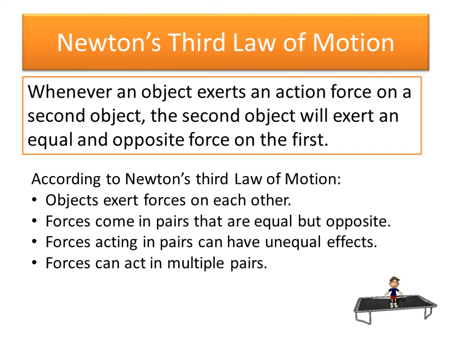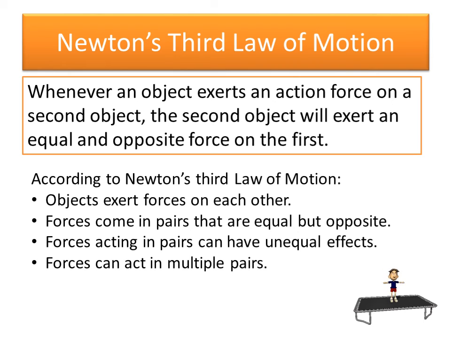What does Newton's third law of motion state? Newton's third law of motion states that whenever an object exerts an action force on a second object, the second object will exert an equal and opposite force on the first. So action and reaction are equal but opposite in direction.